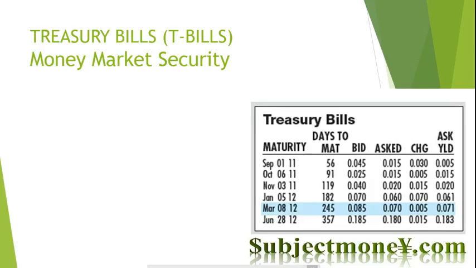The bid and the ask yields are reported by using the bank discounted method. This means that the discount offered by the bank is annualized based on a 360-day year and is then reported as a percentage of par value.